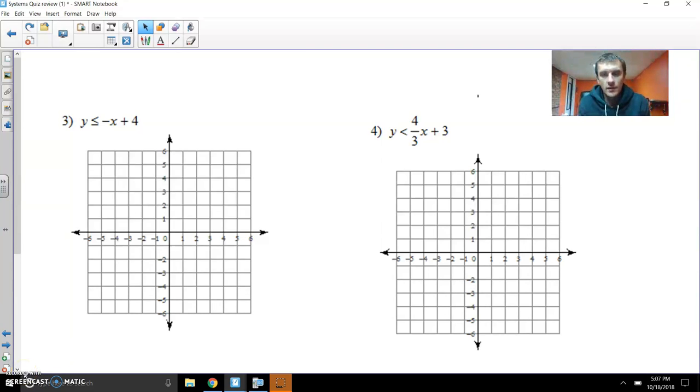What's up, Algebra 1? I've been talking about graphing linear inequalities. So we're trying to find all of the points, the x and y ordered pairs, that would plug in and make this true for the inequality given.